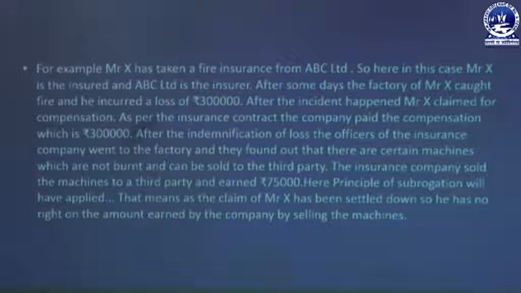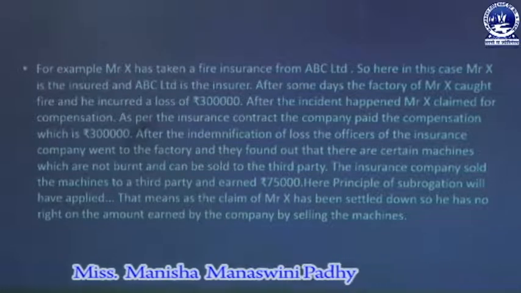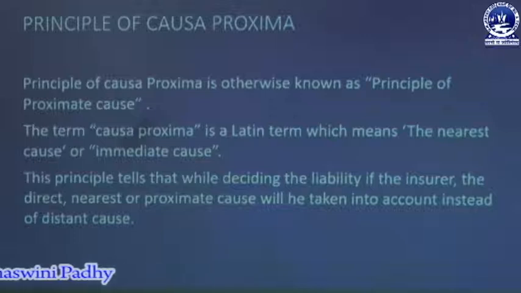Okay. So, it means that as the compensation of Mr. X has been already given, the amount which is 75,000 will be given to the insurance company. Mr. X has nothing to do with that amount because he has already been given the compensation, he has already been indemnified for the loss for which he had made the insurance contract. So, this is the whole thing about principle of subrogation. So, we will move to our next principle, that is principle of causa proxima.